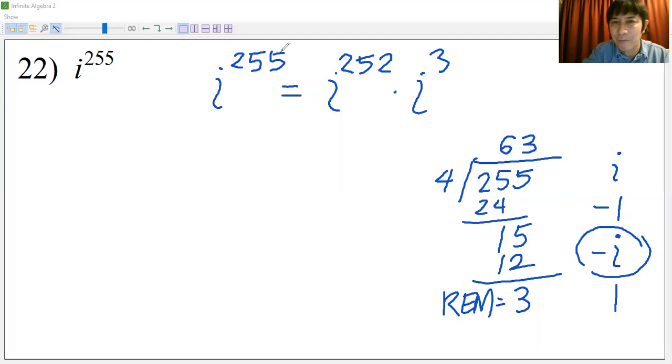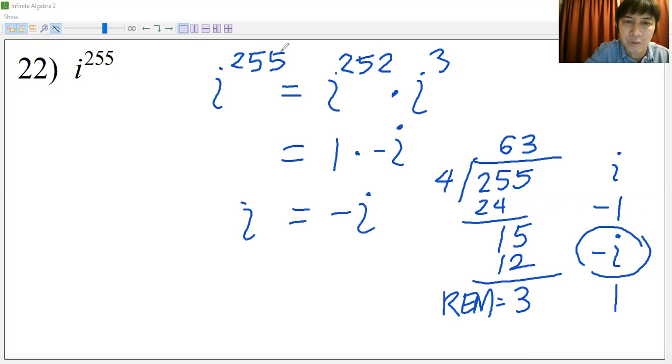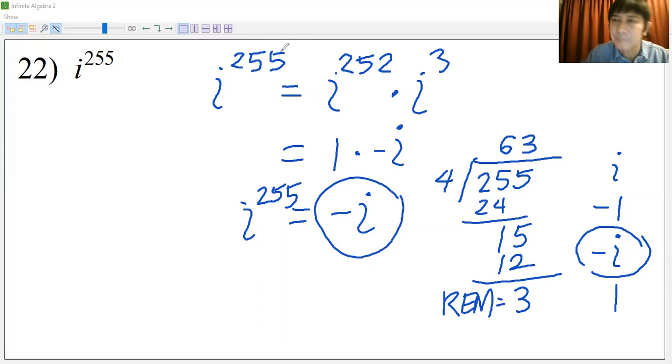Okay. And by the law of exponents, you can split it this way. There. i to the 252, i to the 3. This should give you a 1, and that is i to the third. That's a negative i there. Therefore, 1 times negative i is negative i. So that means i to the 255 is negative i there. Okay? All right. That should be the answer. I told you 252 is divisible by 4. Okay? So you can try it here.